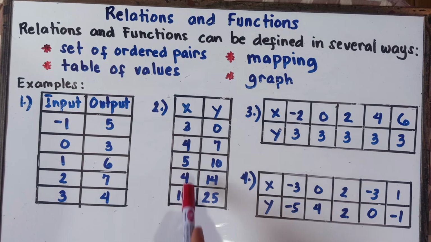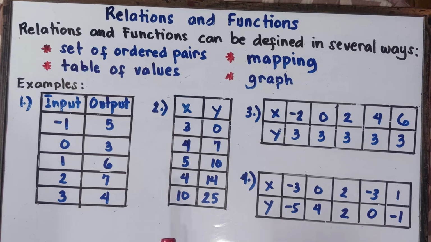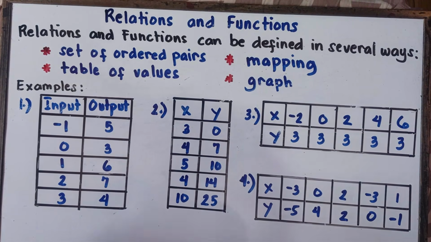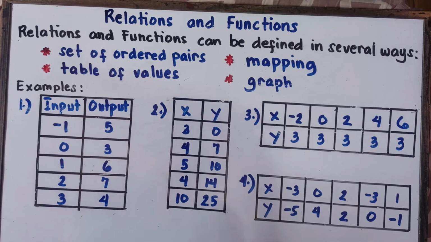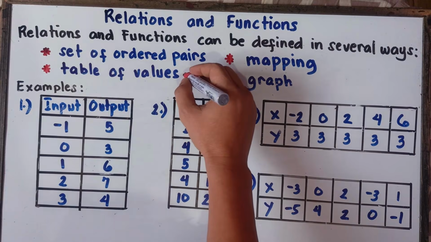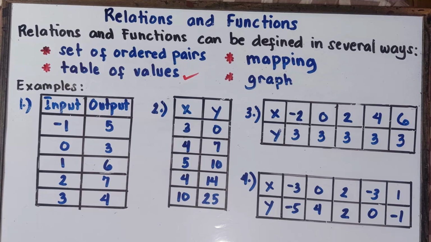For number 2, we have x and then y, ordered pairs. Number 3, we have the ordered pairs, and then number 4, we have the ordered pairs. So these are relations. Once again, class, given examples 1, 2, 3, 4, we can call these relations. But the problem there, class, is: is this a function or not? So once again, we'll be focusing on the table of values. Now, how do you determine if the given table of values is a function or not?